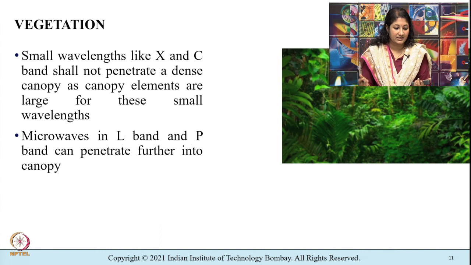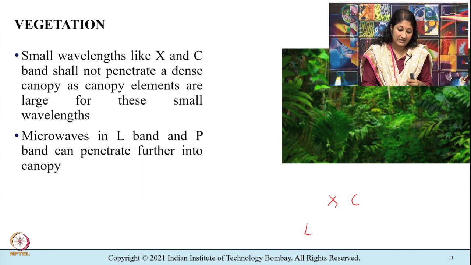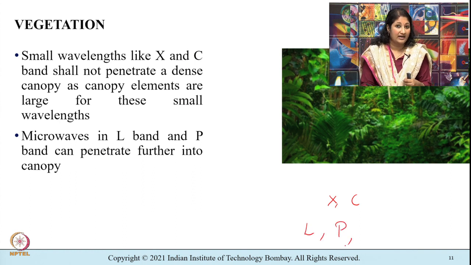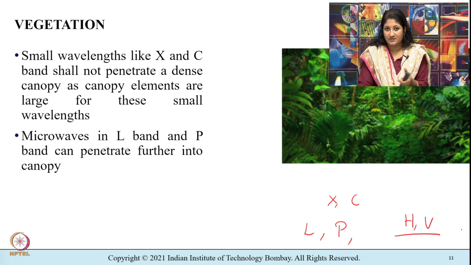Let me reiterate. Small wavelengths like X and C band shall not penetrate a dense canopy because the canopy elements are large for these small wavelengths. Whereas, microwaves in the L band and in the P band are able to penetrate further into the canopy. And as vegetation increases, the contrast between the horizontal and vertical polarization reduces.